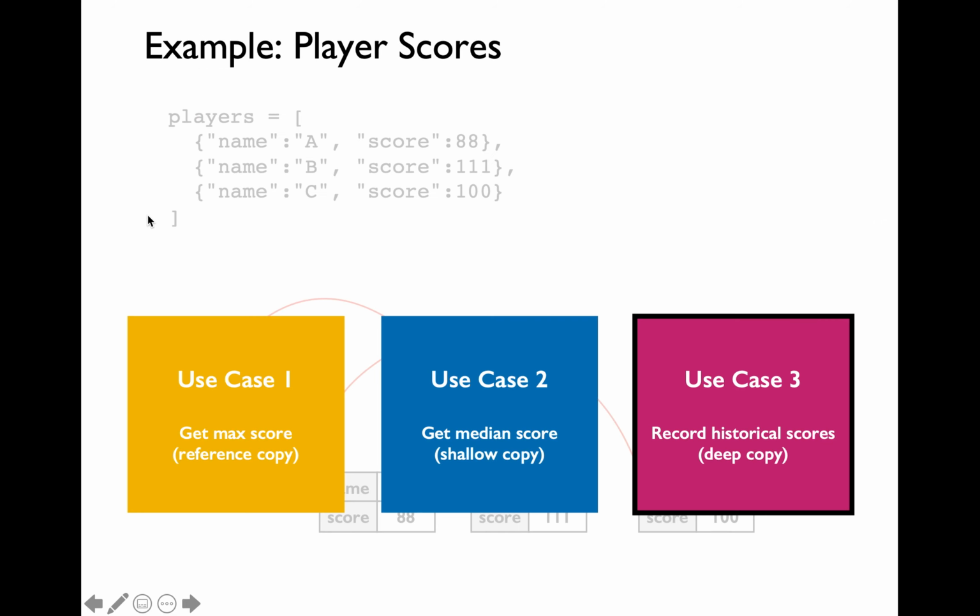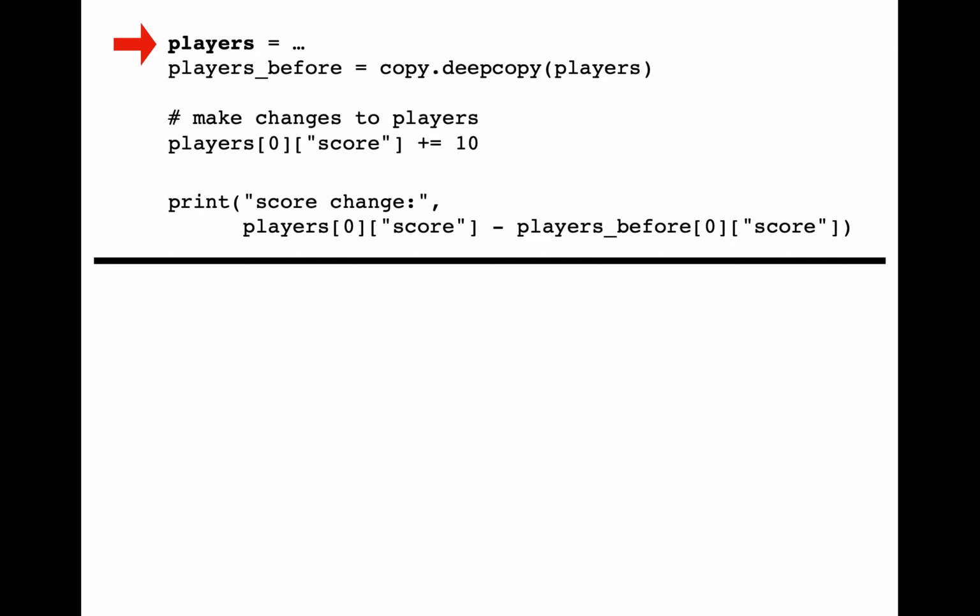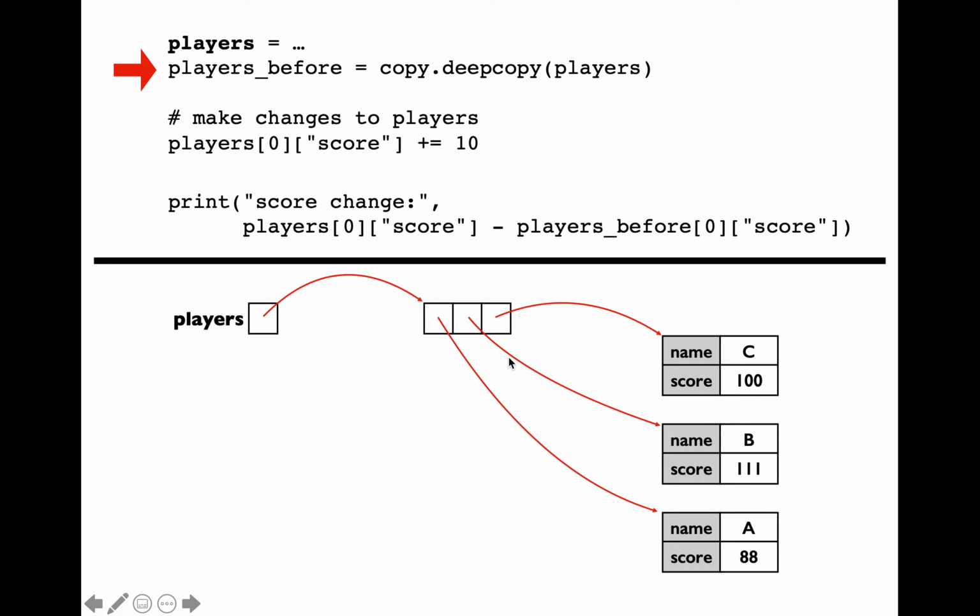So let's go through the last use case, which is for deep copy. Let's say that we want to keep track of historical scores. We are going to first of all create a deep copy by invoking copy.deepcopy function and passing players as argument. Let's capture the return value into a variable called players_before. Let's say that we are making some sort of a change to player score, which is at index position 0. So that's going to be the player A here.